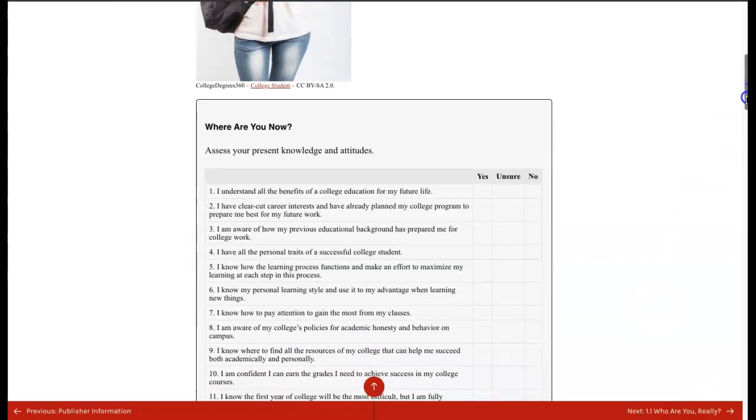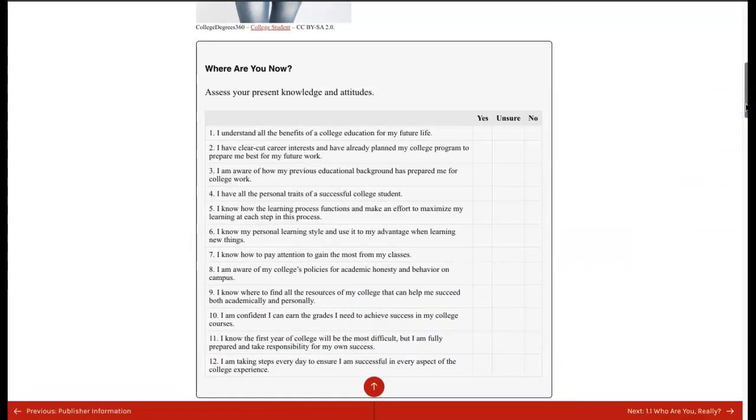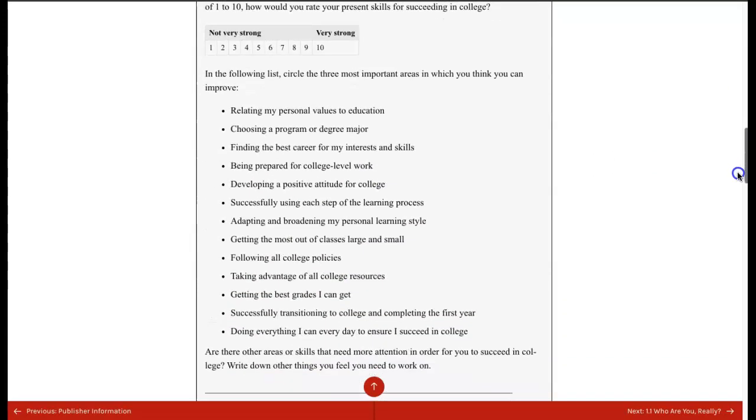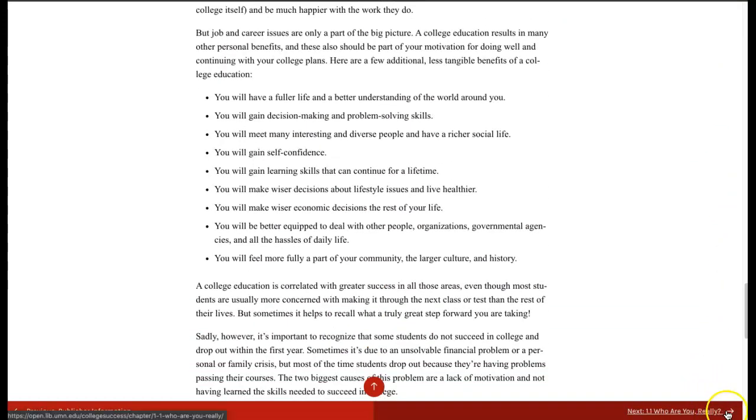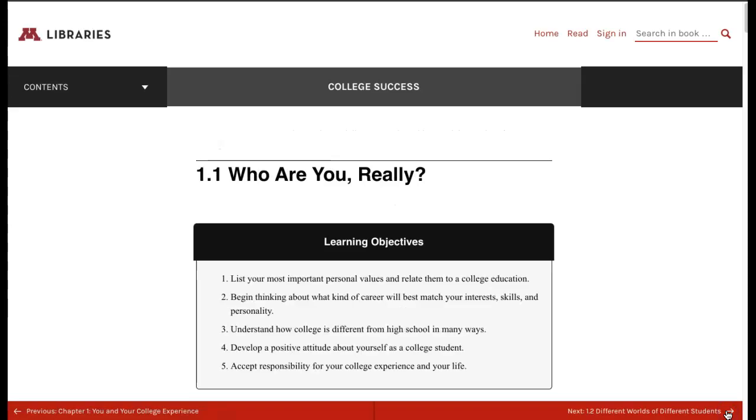So you can go ahead and, sometimes I think for a few assignments, I do ask you to take the inventory at the beginning of the chapter. You don't always have to do that, but they are there in case you do want to. And then, of course, more information. And then when you want to click on the page, you can keep going.